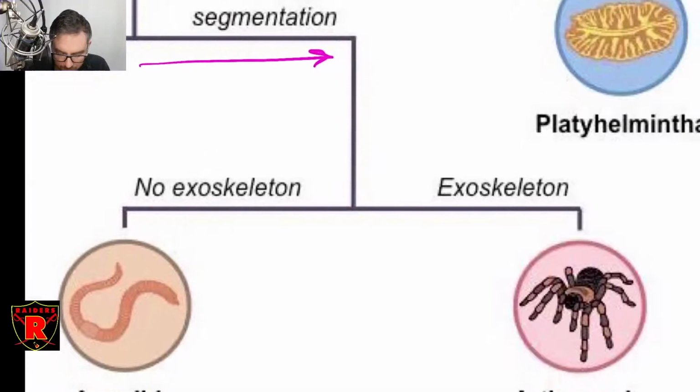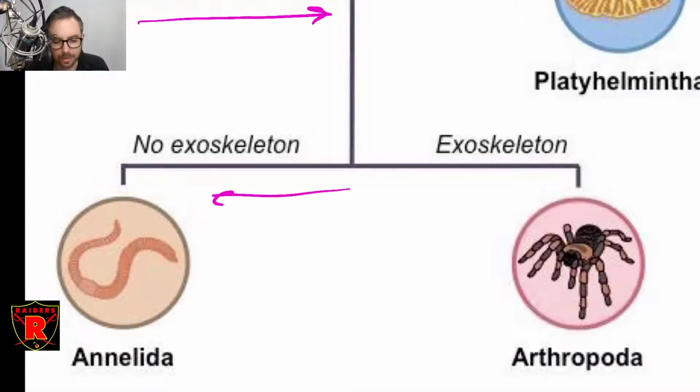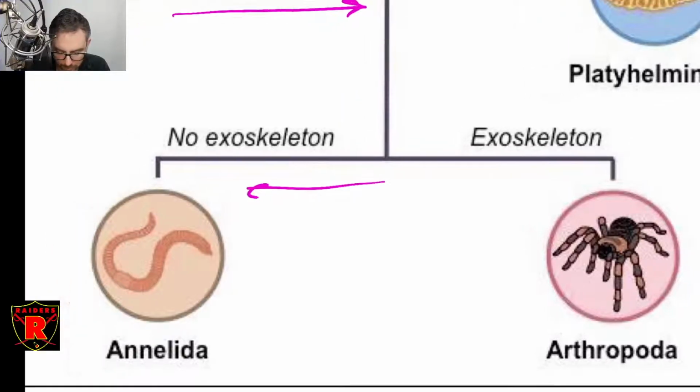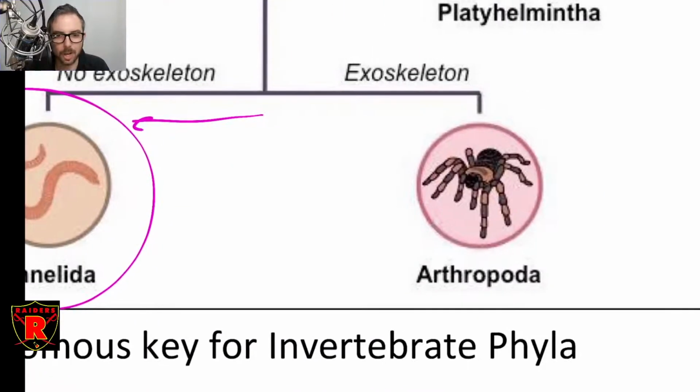And then lastly, does it have an exoskeleton, a hard carapace, or no exoskeleton? And obviously, worms do not have an exoskeleton. They don't have a hard outer carapace. And so we're going to go this way. And then finally, you end up at the end point, which is going to give us our specific classification. So these are annelids. Earthworms are a type of organism called an annelid. There's more than just earthworms in there, but they fit in this grouping, and they're not arthropods. They don't have an exoskeleton.